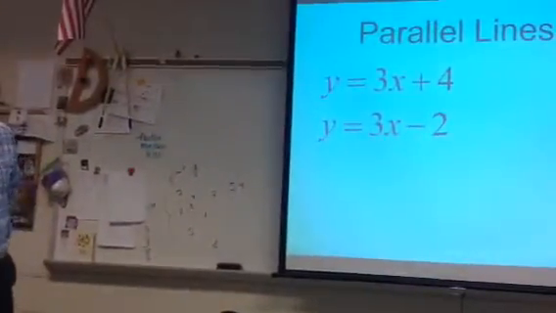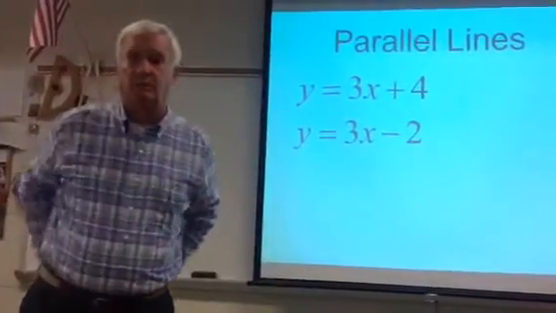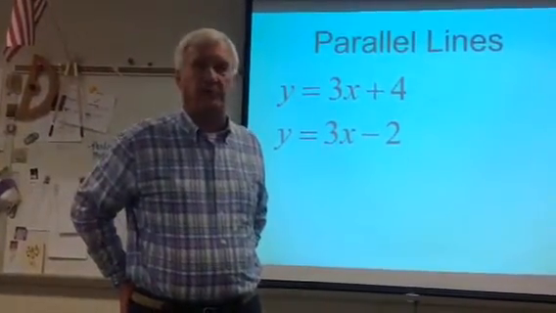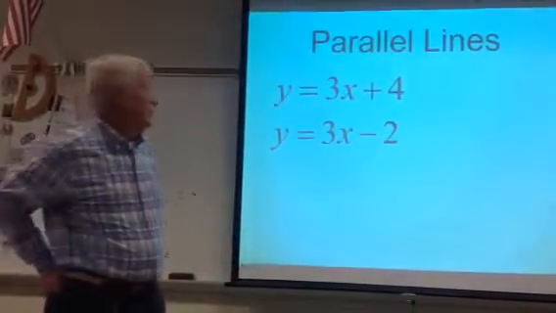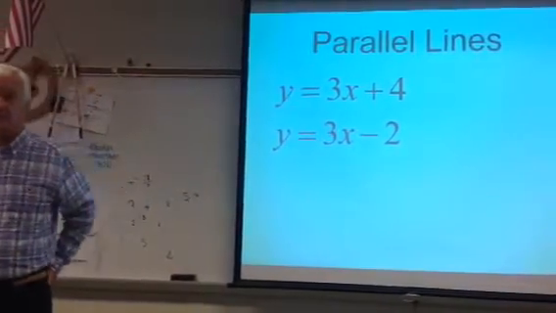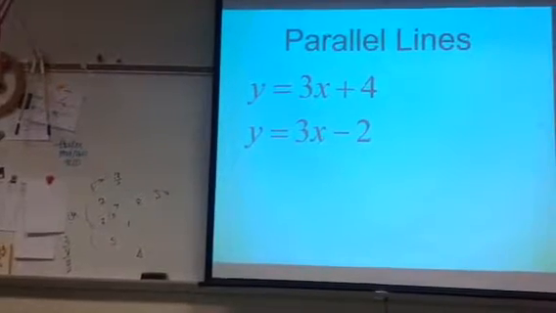So this is an example of two equations whose lines will be parallel. They both have a slope of what? Of 3. You can see that the y-intercepts are different. So if they were the same, they would be coinciding.